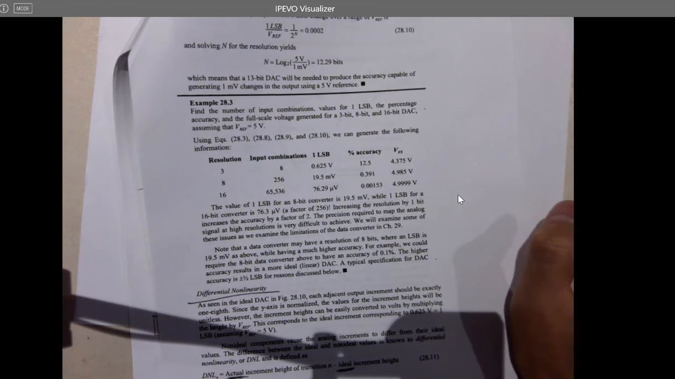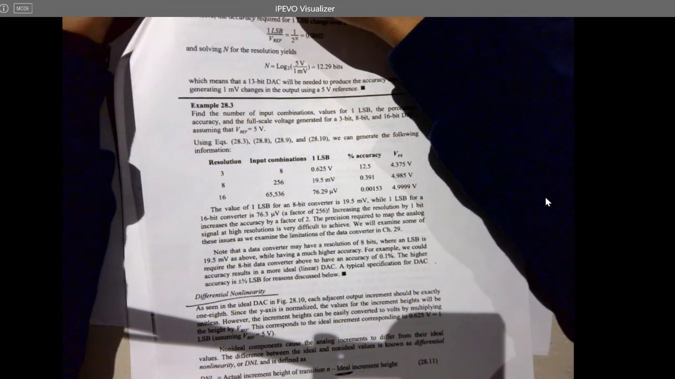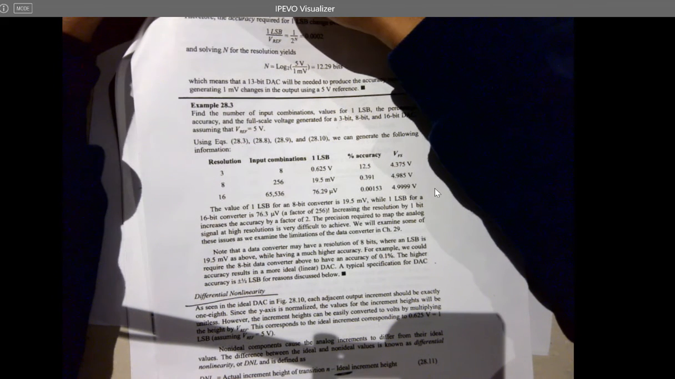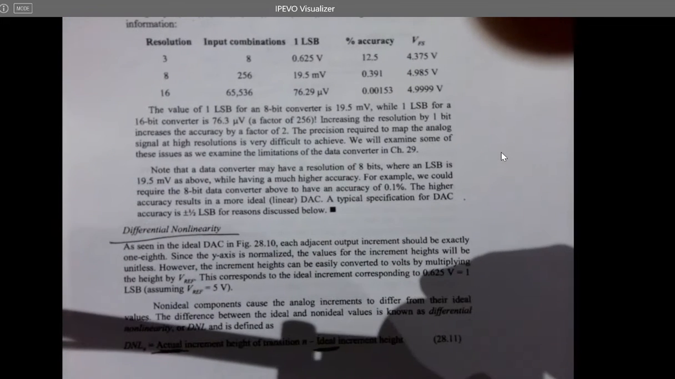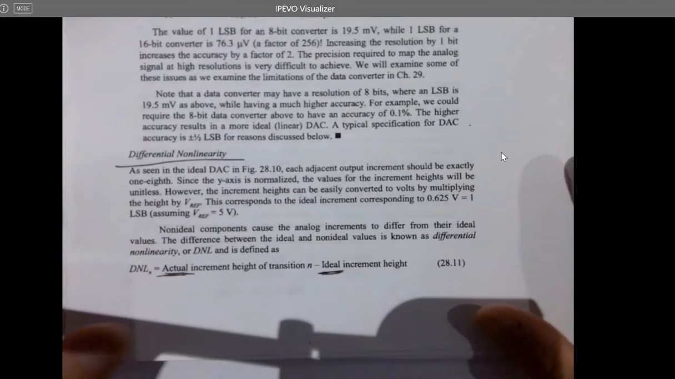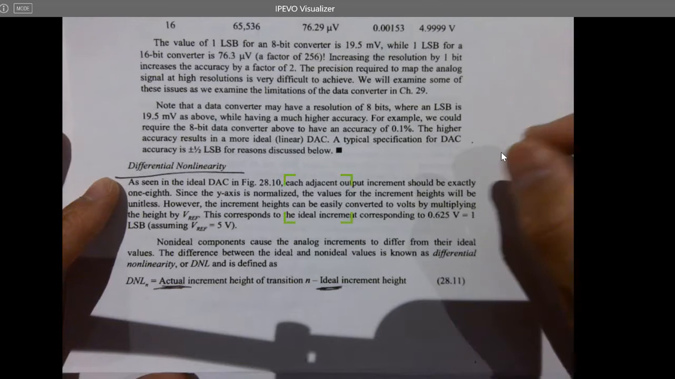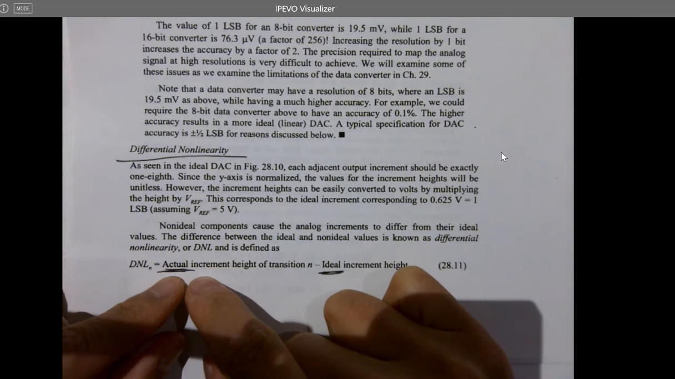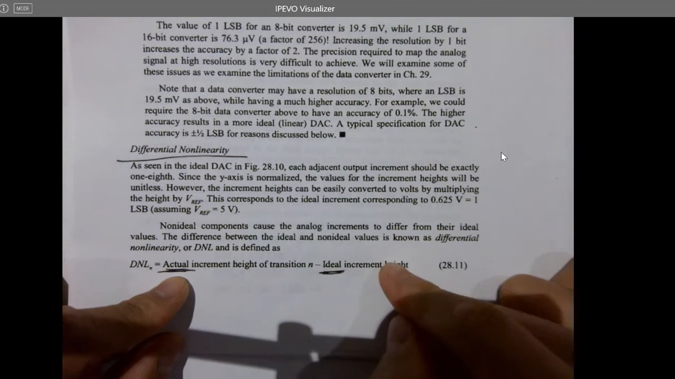So I printed out some of the pages for today's class. Let's look at the differential nonlinearity of the DACs and ADCs first, so we can evaluate the performance of the DACs and ADCs. That's how you evaluate it. First, differential nonlinearity, or DNL. It's defined as the actual increment height minus the ideal increment height.